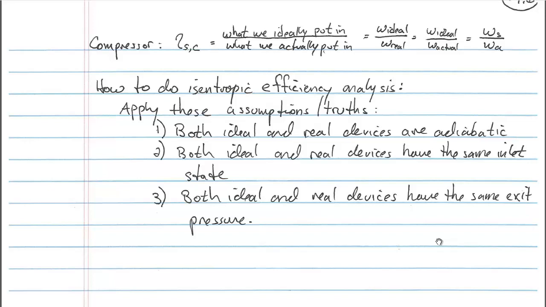The second truth, in fact, this is more than just an assumption, this is a physical truth: the ideal and the real devices have the same inlet state. So your state 1 is the same for both ideal and real devices. And then the third, which is also a physical truth because of that physical boundary condition we talked about earlier: both the ideal and the real device have the same exit pressure. So always remember to apply these three assumptions and truths when you do your isentropic efficiency analysis.